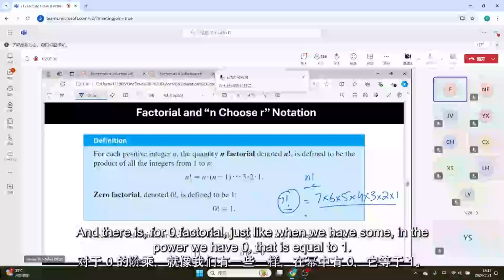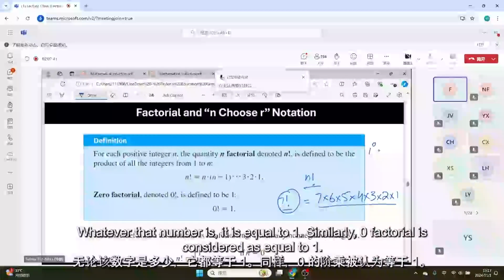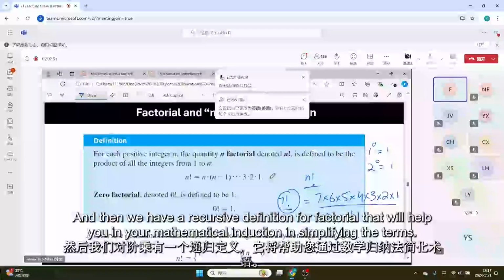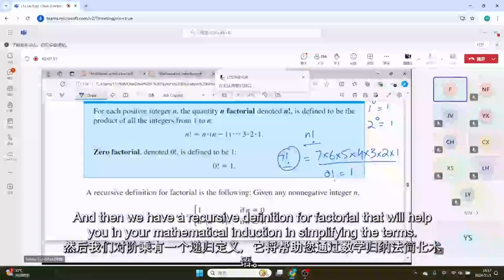And for 0 factorial, just like when we have some number in the power, we have 0 that is equal to 1, whatever that number is, it is equal to 1. Similarly, 0 factorial is considered as equal to 1. So this is pre-established, so remember this. And then we have a recursive definition for factorial that will help you in your mathematical induction in simplifying the terms.